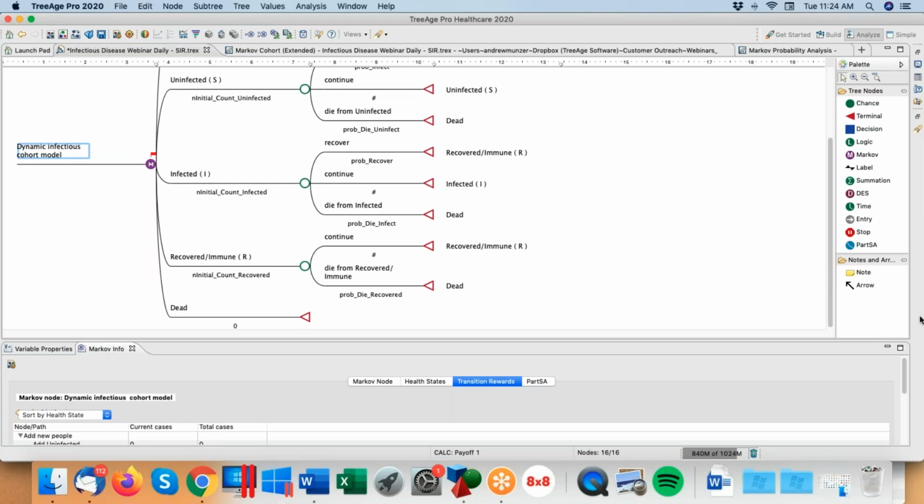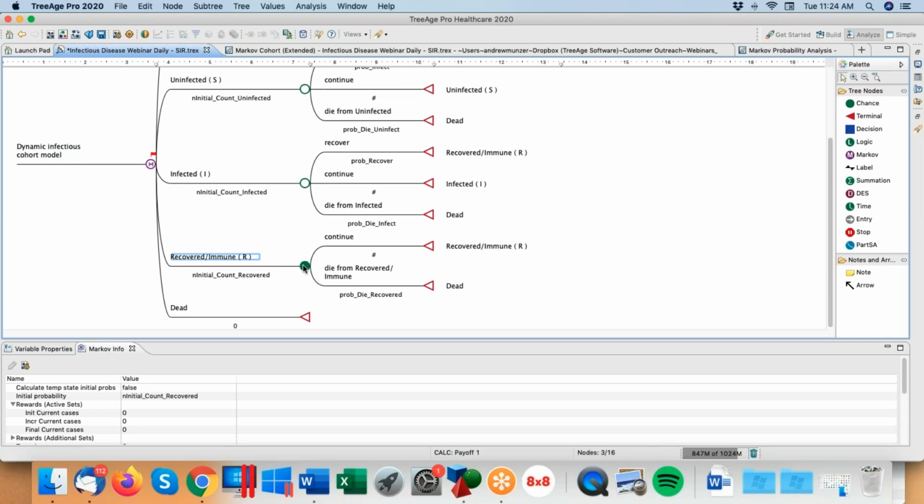Let me see the next one. Can you put a reinfection state from the recovery state? Absolutely, you could. I'm choosing to hope that people become immune, but if the immunity didn't last or you couldn't count on immunity, you could have another node here where people return to the infected state. But that's just not part of this particular example model.